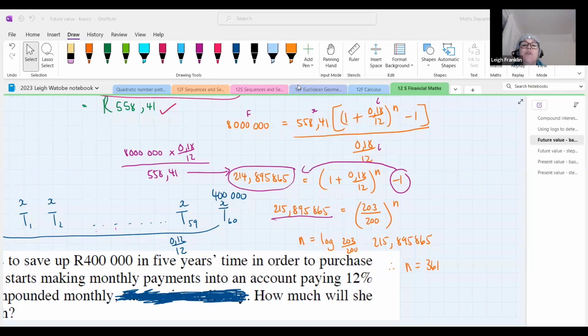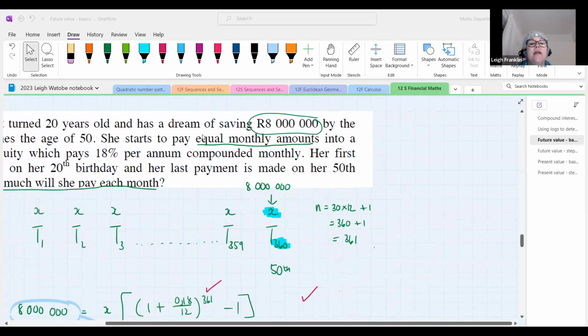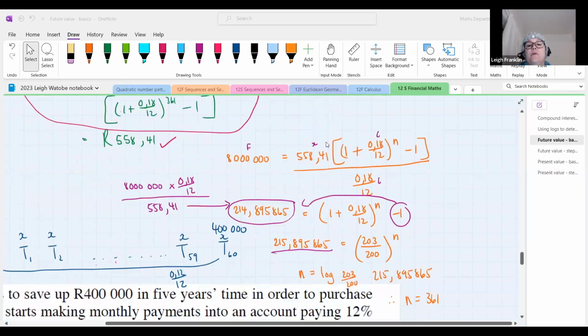Because DeAndre, remember, n does not represent the number of times the interest is compounded. It represents the number of payments. So it's not compound interest. So you're not multiplying n by 12. Very common question, actually, that. Remember, in this case, there is one payment every month. So in a year there would be 12 payments in a year. Okay, DeAndre. All right.